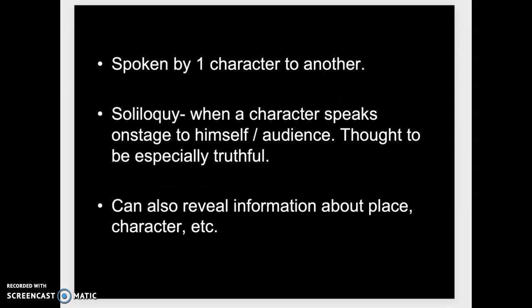Dialogue is obviously spoken by one character to another, but there's another form of dialogue known as the soliloquy or the monologue, when a character speaks on stage to themselves or to the audience, right? These are thought to be especially truthful moments of theater, and truthful moments of the character. Dialogue can reveal information about place, it can reveal information about time, and it can reveal information about who these characters are.